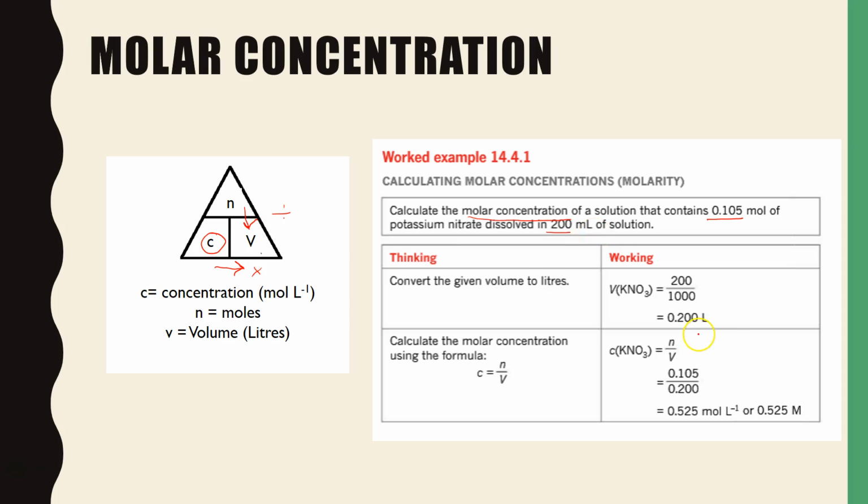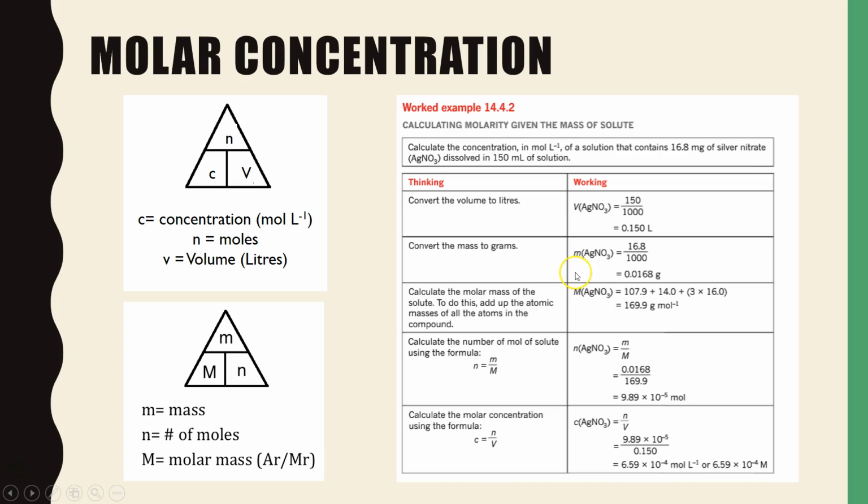Before that, we need to convert the volume into litres. So you've got your volume, 200 mL, divided by 1,000, which will convert it from millilitres to litres. We have 0.2 litres. Now the concentration is simply dividing the moles over here by the volume, which is over here, moles here, volume there, which gives you 0.525 mol L^-1, or 0.525 M, capital M.